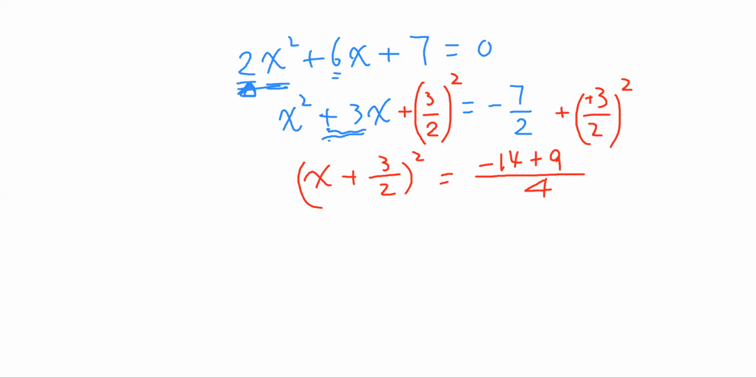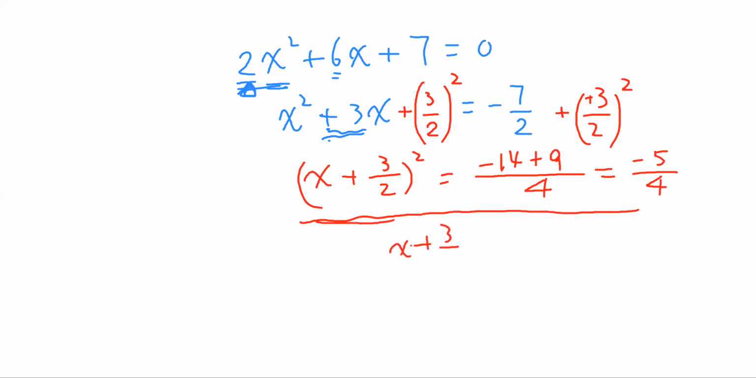Okay, so here we get -5 over 4, all right? So you can see this one actually is somewhat confusing. Let me rewrite it here. Some number, I mean, what number?